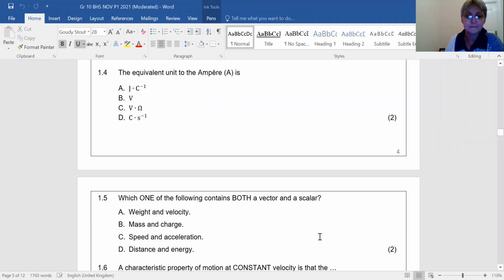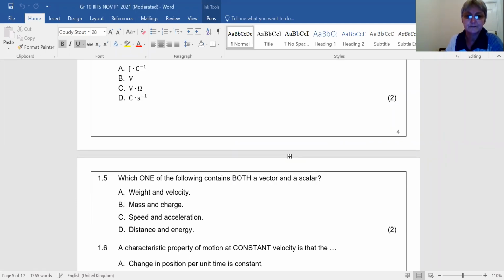Question 1.5 is about vectors. Which one of the following contains both a vector, so it's got size and direction, and a scalar, which has size only? Weight is a force, so it's a vector. Velocity is the rate of change in position. It is a vector. So both in A would be vectors.